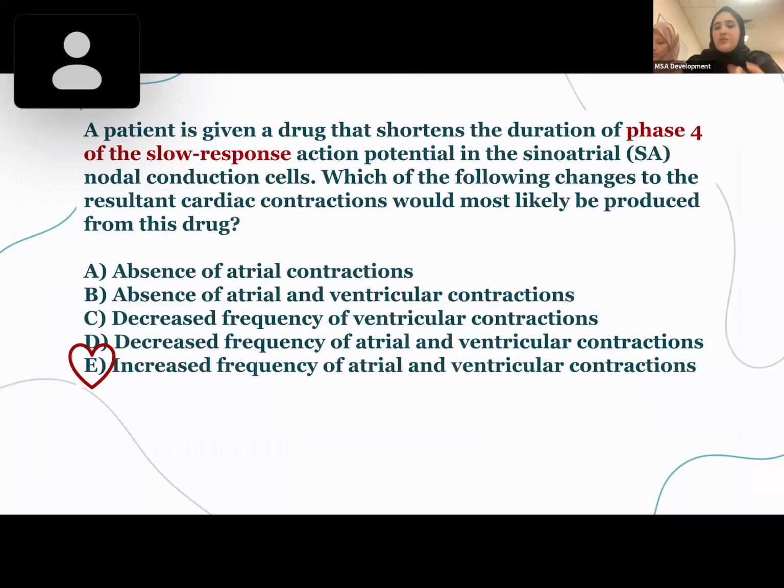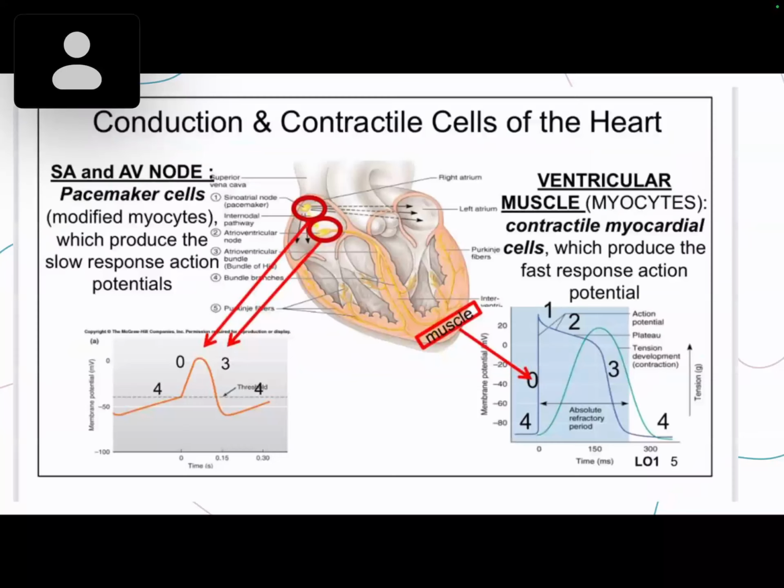So what happens is we're going to have increased frequency of atrial and ventricular contractions, which means we're going to have more heartbeats or more contractions of the heart. Is it clear? Yes, thank you. Okay, you're welcome. Okay, move on.